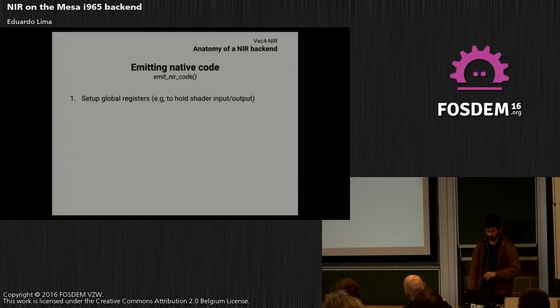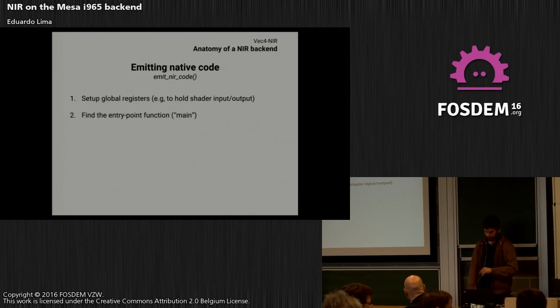Let's look at the actual emitting of the code. The entry point is this emit NIR code. First, we do some general setup of data structures that we're going to use, because NIR is basically a list of instructions. As opposed to traversing a tree, we just get an instruction which has a left part, which is going to take the value, and then a set of arguments or operands. For each one we get a register, and we need to store this register somewhere, like in a map or in an array. And this is what we do here.